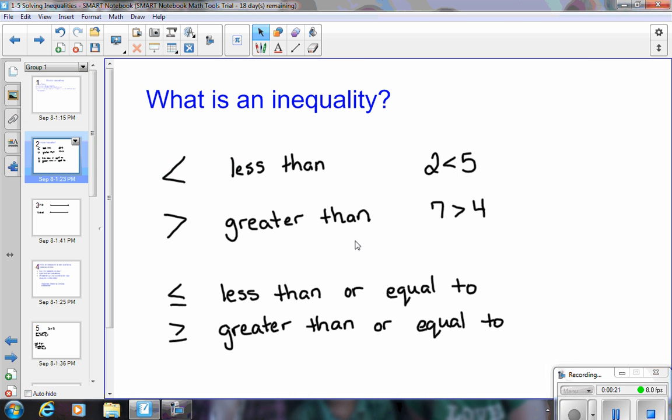First of all, what is an inequality? Well, you've used these symbols before in previous math classes. Less than, which by the way looks kind of like an L. So a statement like 2 is less than 5, that statement is always true. Greater than, such as 7 is greater than 4, and you should be familiar with the symbols less than or equal to and greater than or equal to. So we'll use those symbols instead of an equal sign.